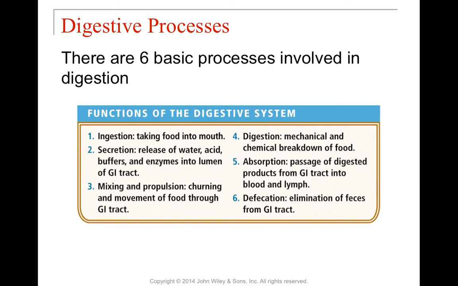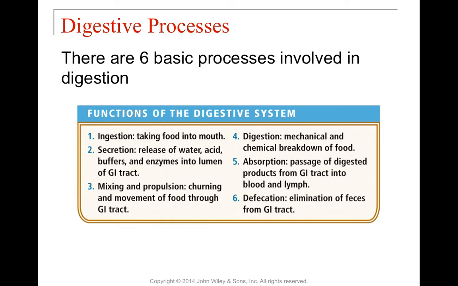And that's going to start all the way in the mouth and continue through into the stomach and into the small intestines, etc. The third thing that has to happen is all of that food and enzymatic material has to be churned. So we have to have mixing and propulsion. So it's going to be churned as it moves through the GI tract. And this is going to lead to digestion, which is number 4.